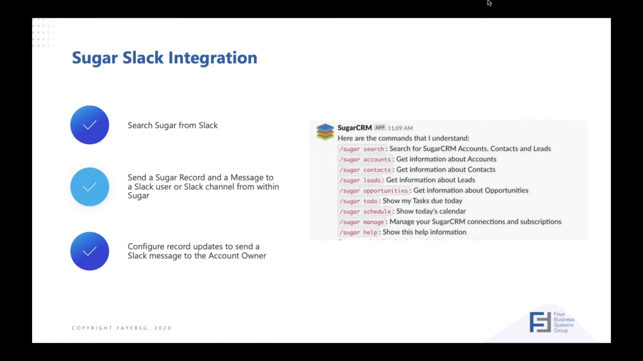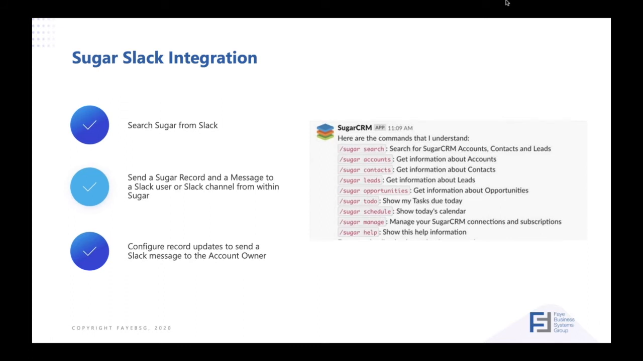All right. So it's very quick and easy to just type in \sugar search and then put in the name of an account, and it's automatically going to pull up a phone number, a link to that account, their address, all pertinent information that you would have to maybe open up Sugar to search and find. So it's all going to be brought right back to you inside of your Slack.